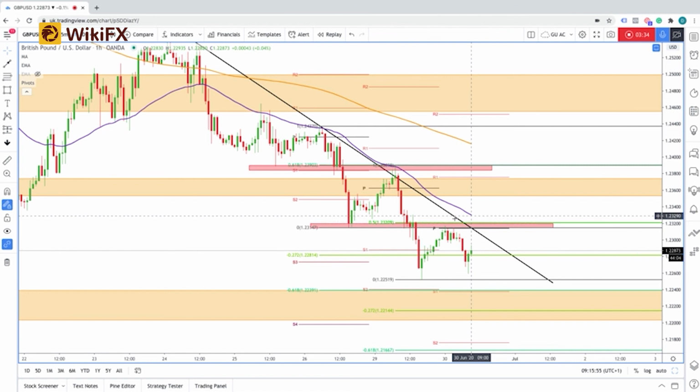Now, if price does violate this level and break higher, then my next key level would be R1, which ties in with this swing high, and that is around 123.75.